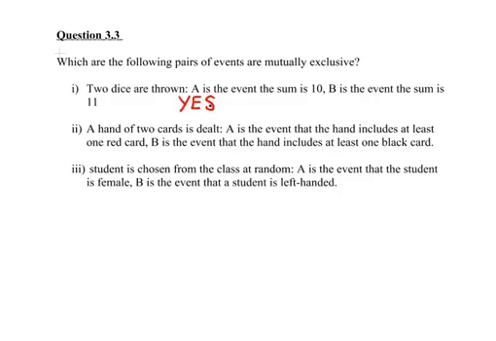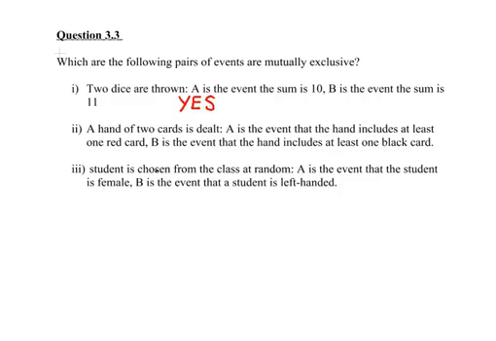A hand of 2 cards is dealt. A is the event that the hand includes at least one red card, and B is the event that the hand includes at least one black card. Okay, so let's just actually have this down here.